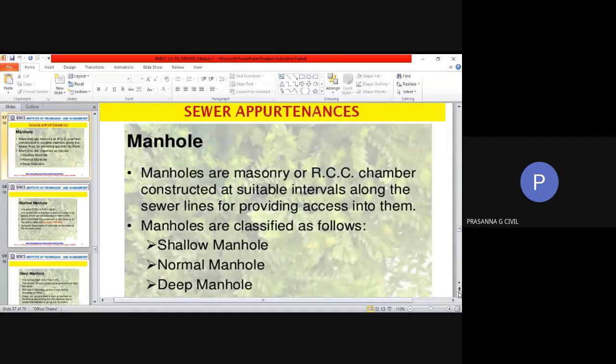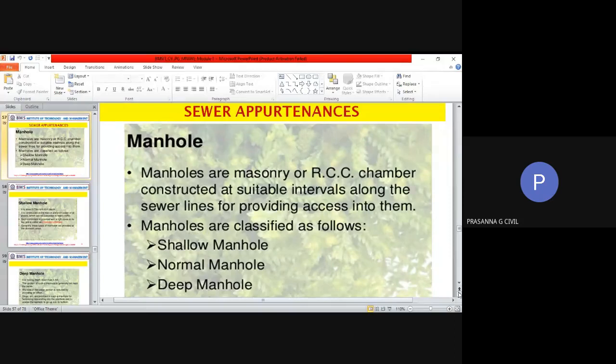So these can be built again of concrete, or you can have it of RCC, and these are built for the purpose of an inspection team or inspecting personnel to be able to enter into the chamber if there is a major problem, and to identify or rectify these problems or carry out maintenance activities. Then that is why the term manhole. So they are masonry or RCC chambers constructed at suitable intervals along the sewer line.